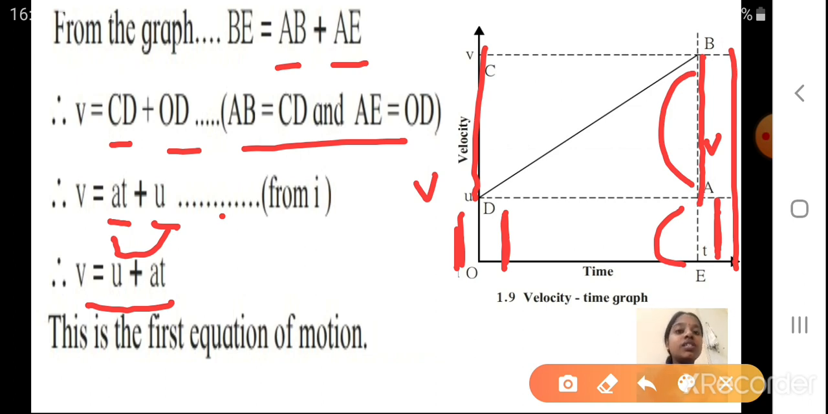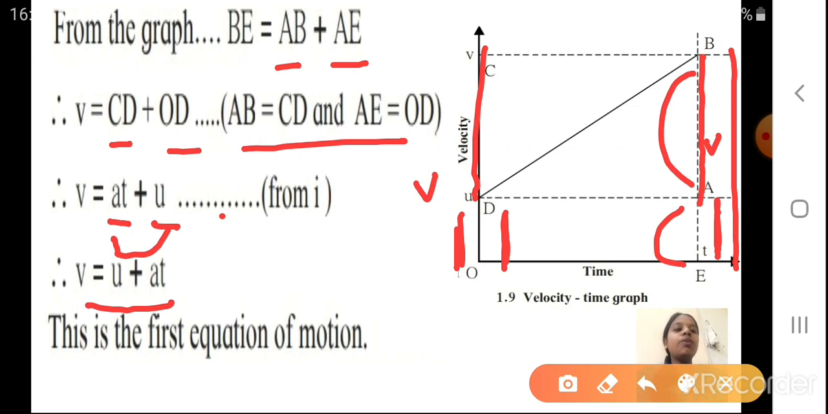Yes, we got our formula. So this is the first equation of motion. This is Newton's first equation of motion. I hope you understood this derivation. Try to do it on your own. You will definitely understand it. Okay students, I hope you will try it.